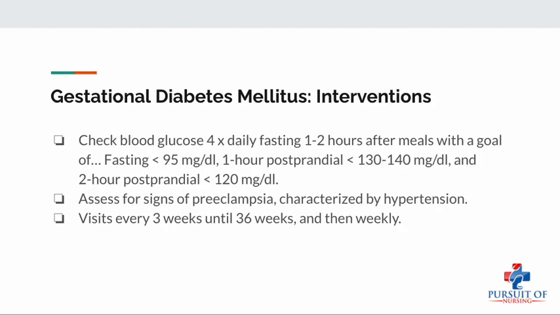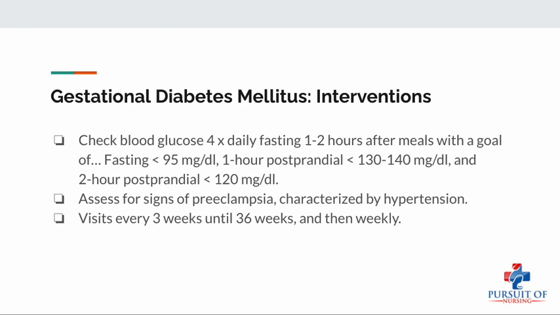So interventions, you're going to instruct this mother on the importance of checking her blood glucose 4 times daily. So 4 times daily: fasting, and 1 to 2 hours after meals. For a fasting glucose, the target should be less than 95. 1 hour after eating, the target glucose should be less than 130 to 140. And then 2 hours after eating, the glucose should be less than 120.